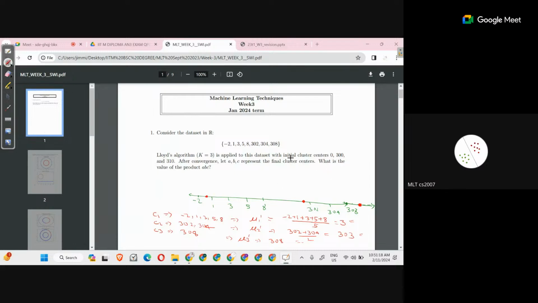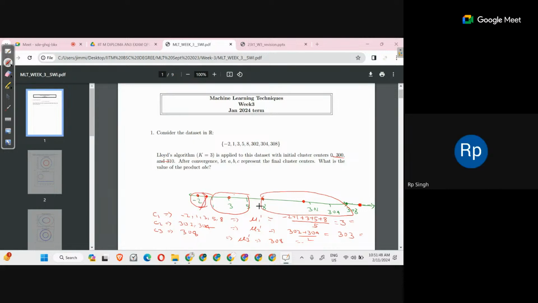Here, if we take 3 centers, in the question, if they do not mention that these are the 3 cluster centers, you may take this one, and this one and this one. In this case, what will happen? -2 and 1 will fall in one cluster. Something like this, 1 and 3 and 5, this will be another, and this will be the third one. Something like this, right?